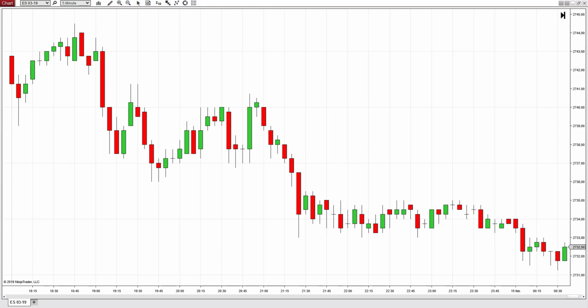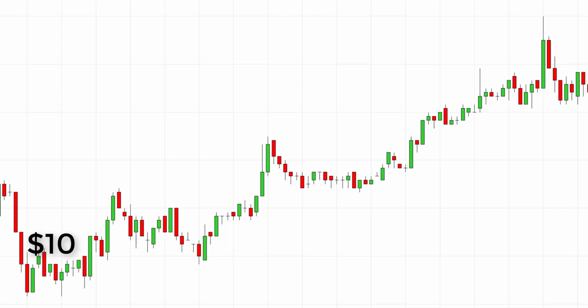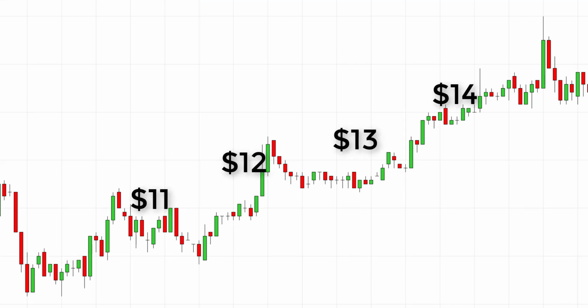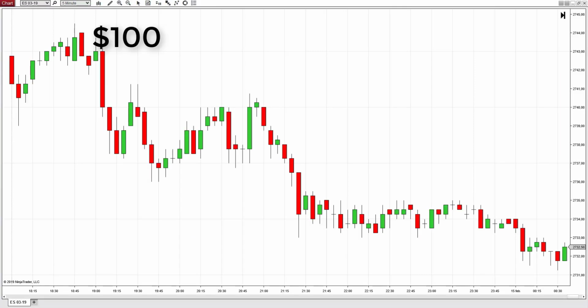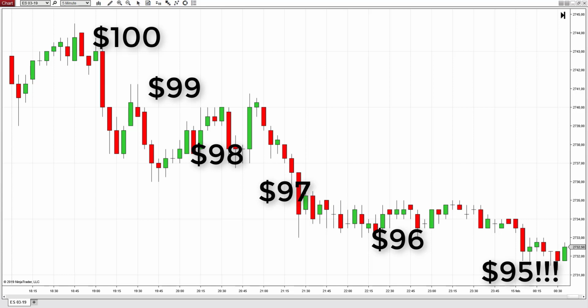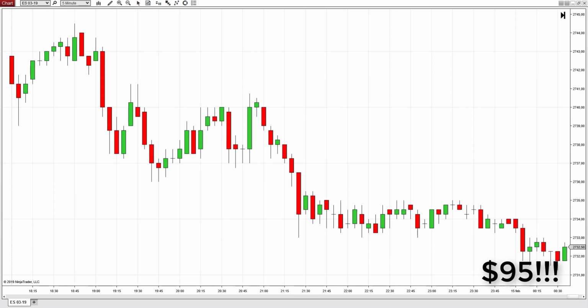You will buy at some price, say $10. The price will continue upwards, 11, 12, 13, 14, and you will then sell for a profit at $15, as an example. Or you sell short at 100, the price will trend downwards, 99, 98, 97, 96, and you will buy to cover at 95 and make money. That's simple, right? Earlier, we also concluded that the markets move in waves.